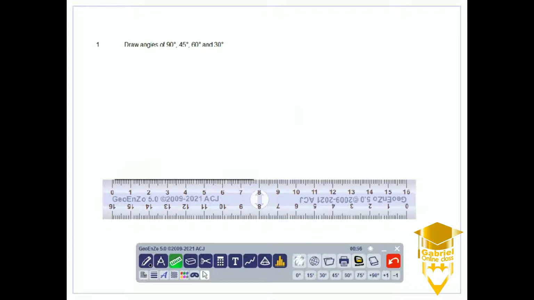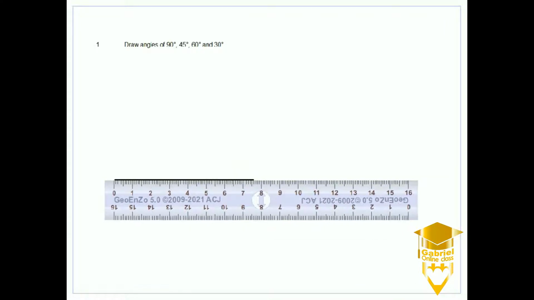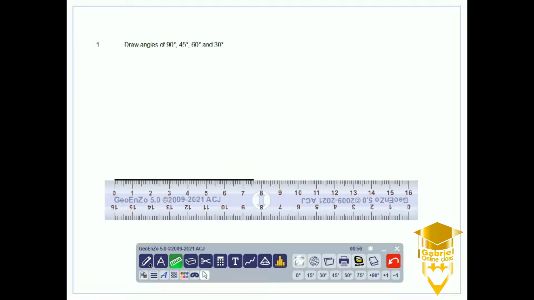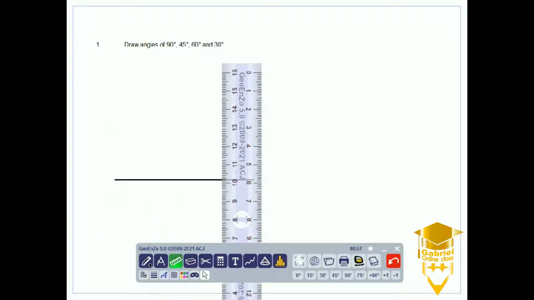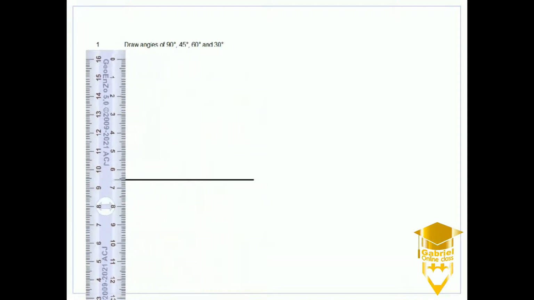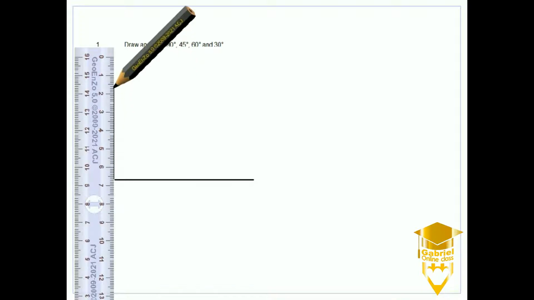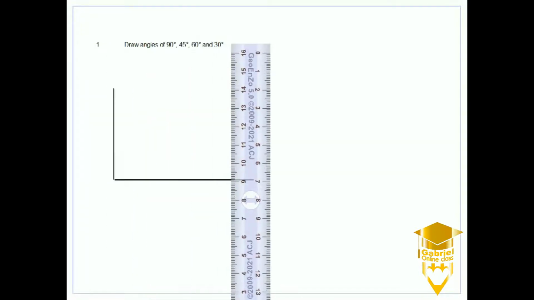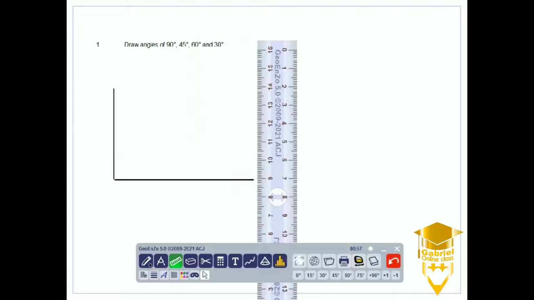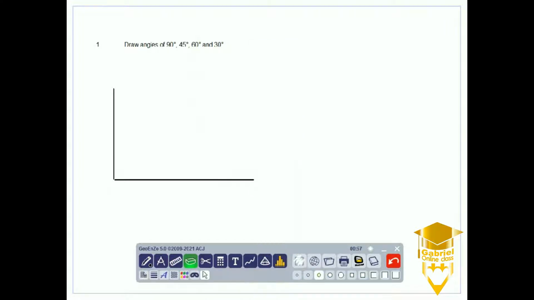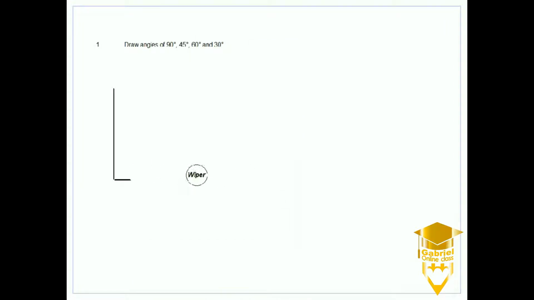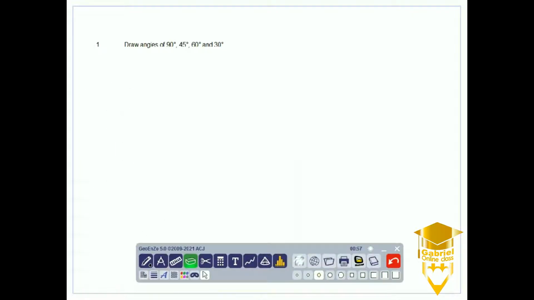And to draw a 90 degree angle, we don't need to do much. What we just have to do is draw a perpendicular line to the straight line. So we'll take our ruler and we'll just draw a straight perpendicular line, and the angle between the perpendicular line and the horizontal line is 90 degrees. That's how you construct 90 degrees.